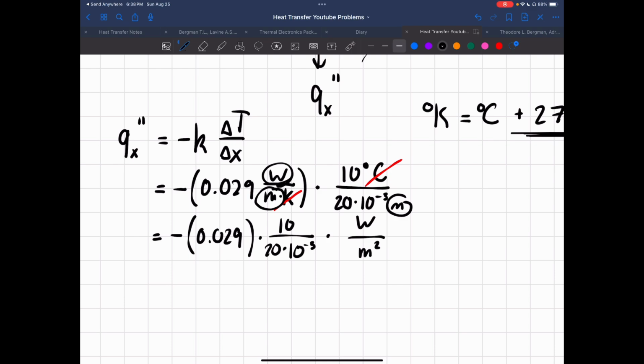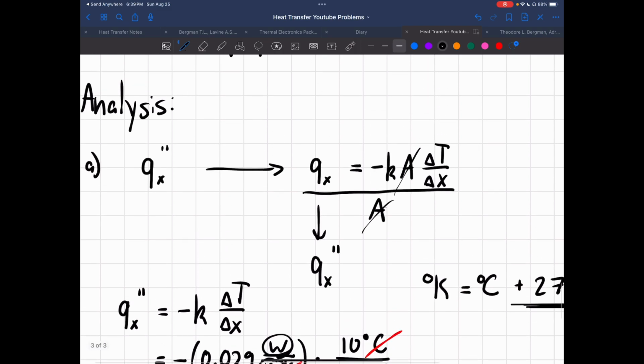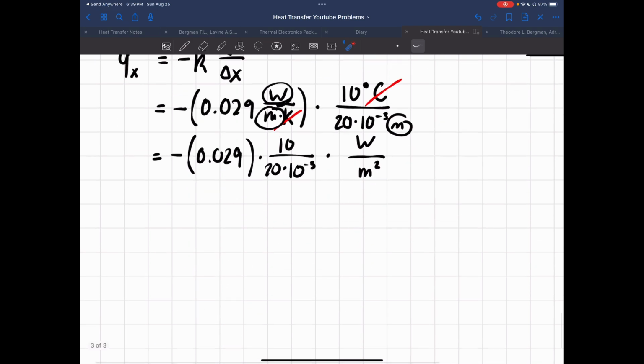And that unit should make sense, right? We're looking for heat flux, so we're looking for the watts, the amount of power that is dissipated over an area, meters squared. And furthermore, we divided by this area earlier, right? So we should expect Q sub x double prime to have units of watts, like Q sub x, divided by A, and A is meters squared. So we go ahead and do that math, and we get our answer as 14.5 watts per meter squared.